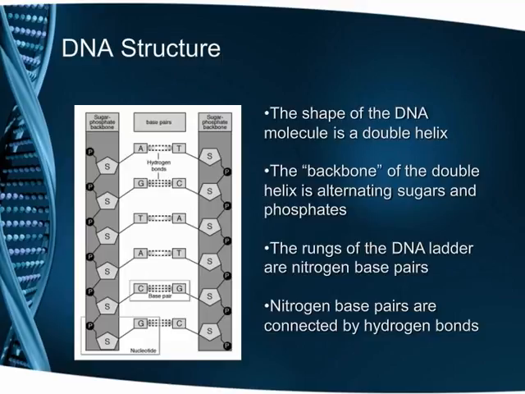Now please look at the gray shaded areas on either side of the DNA structure. You will see that each of them is labeled sugar phosphate backbone. The backbone of the double helix, the sides of the ladder, so to speak, are alternating sugars and phosphates. The rungs of the DNA ladder, the steps, are the nitrogen base pairs. And there is a box where you can label that.